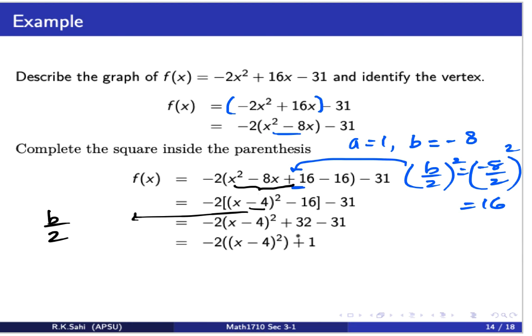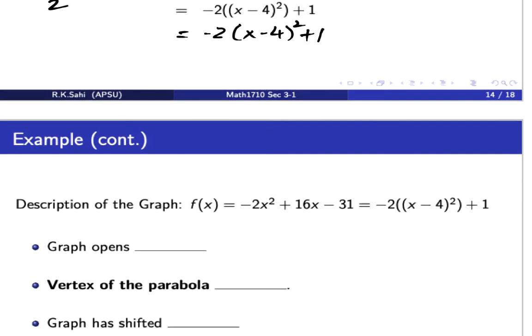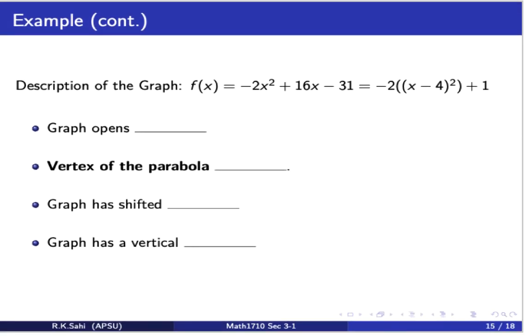Now simple math: we distribute negative 2 inside this expression. We get negative 2 times (x minus 4) the whole square, plus negative 2 times negative 16, which is plus 32, minus 31. Do a simple math. This is minus 2 times (x minus 4) the whole square plus 1. Okay, let's do a description of this quadratic function. Our function was minus 2(x minus 4) the whole square plus 1.